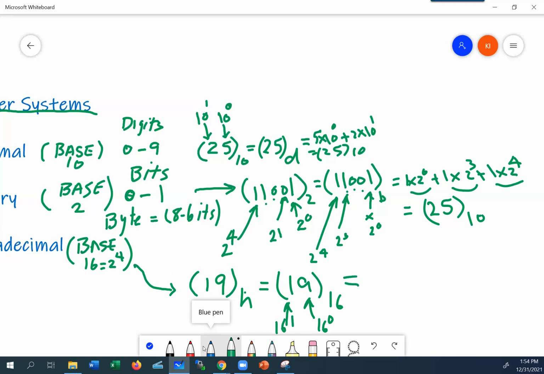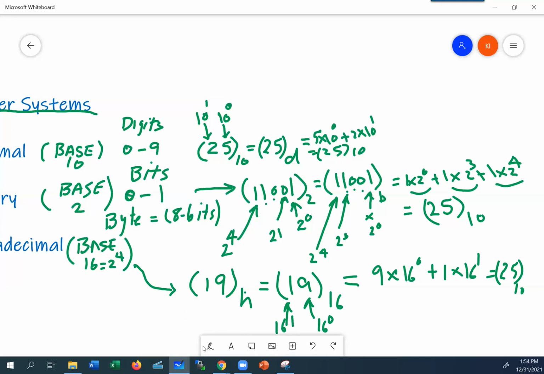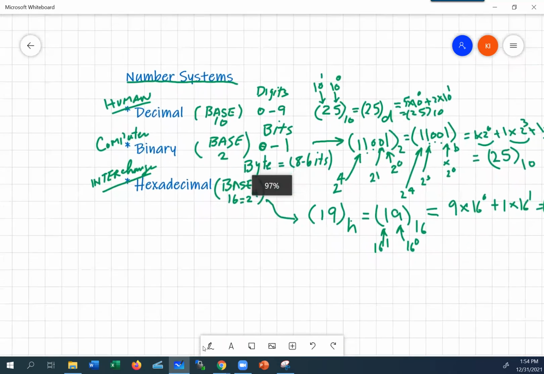So to find out what the decimal value is, just take the number, multiply by its place value, take the next number, multiply it by its place value. And there you have it. 9 plus 16 is 25. Okay, so that's the same number as well. So that was pretty easy. So we can basically take any base and convert it to decimal using the same technique. We only showed it for binary and hex, but you can do it for any base you want to.